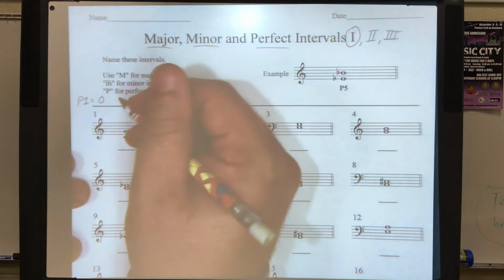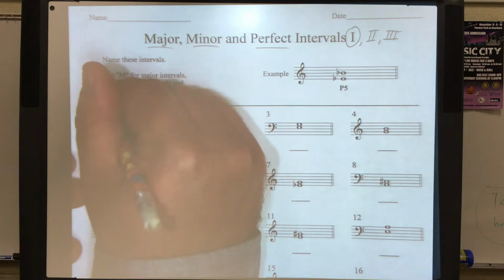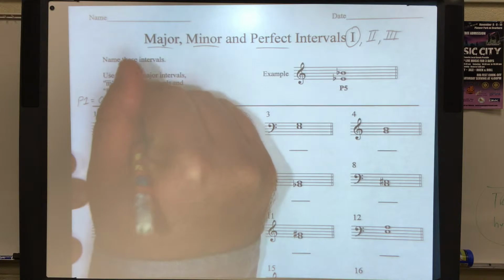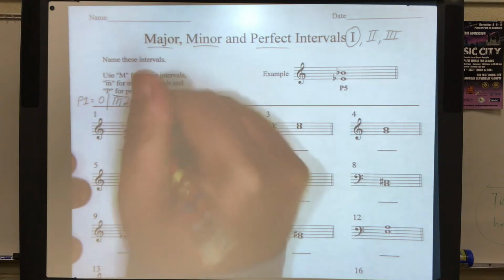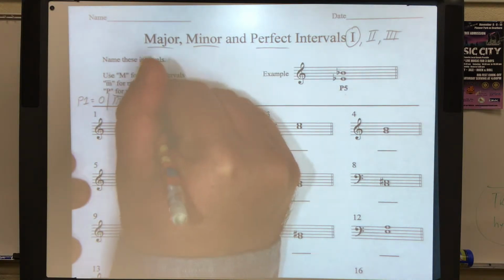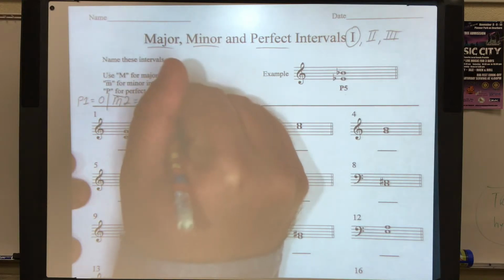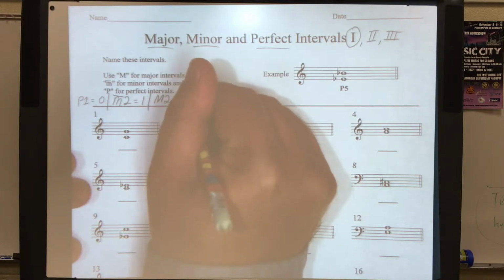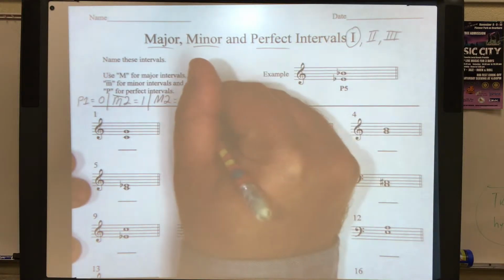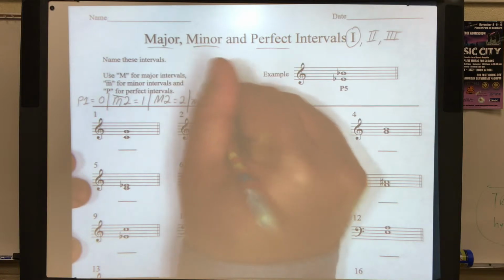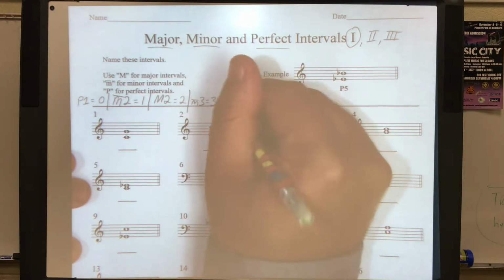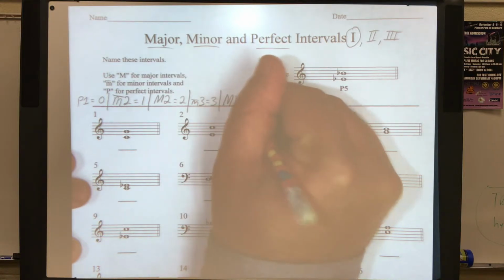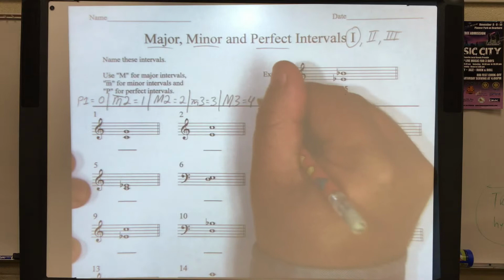Our next one is going to be a minor second, and that's going to have 1 half step. Next one's going to be a major second. Notice the difference in the M's, and that's going to have 2 half steps. Our next one will be a minor third. Notice the line. That's going to have 3 half steps. Next interval is going to be a major third, and that will have 4 half steps.